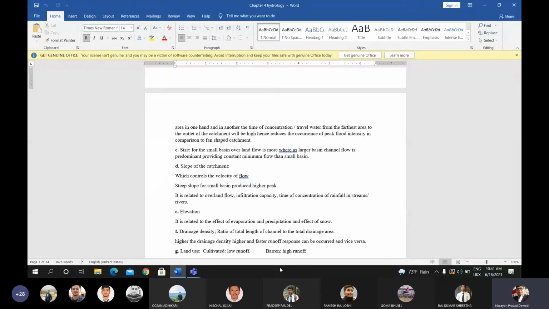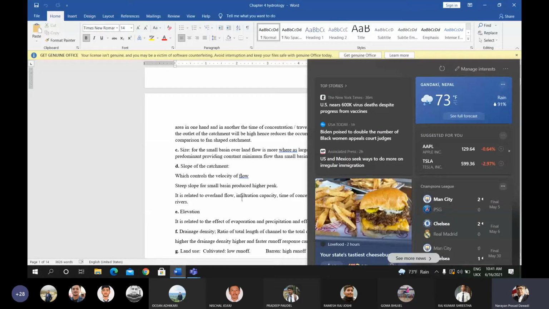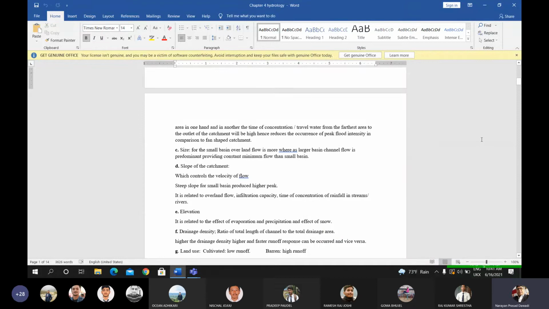And the time of concentration of the rainfall. The time of concentration means the travel time of the water from the farthest part of the area to enter the main river or the outlet point of the catchment area, and that time is called the time of concentration.